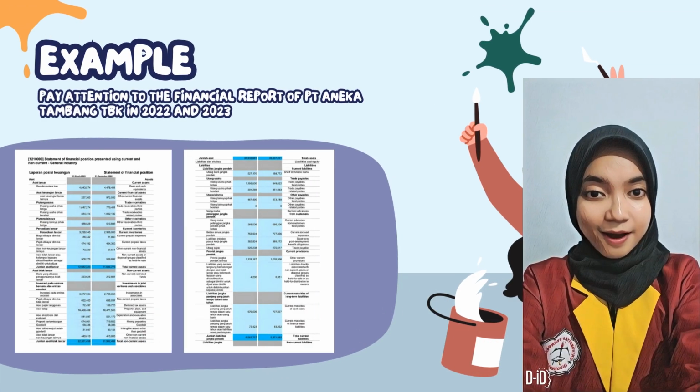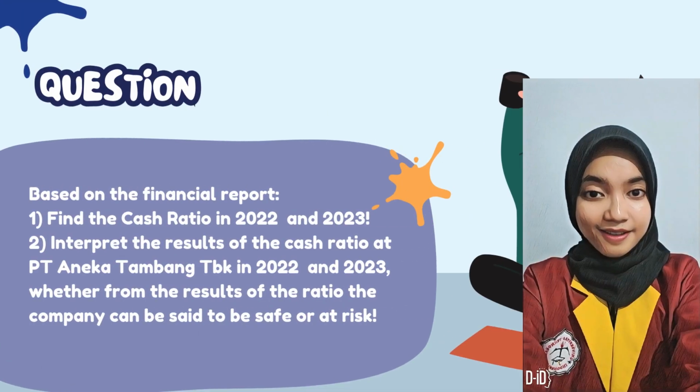Example. Pay attention to the financial reports of PT Anika Tambang Tbk in 2022 and 2023. Questions. Based on the financial report: 1. Find the cash ratio in 2022 and 2023. 2. Interpret the results of the cash ratio at PT Anika Tambang Tbk in 2022 and 2023, whether from the results of the ratio the company can be said to be safe or at risk.